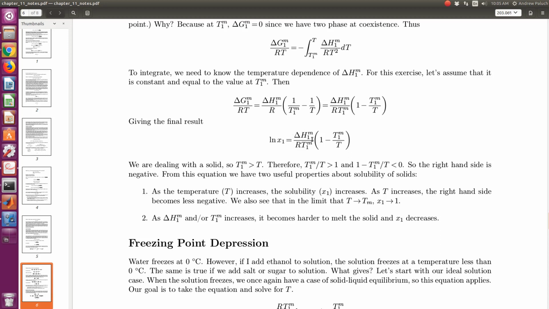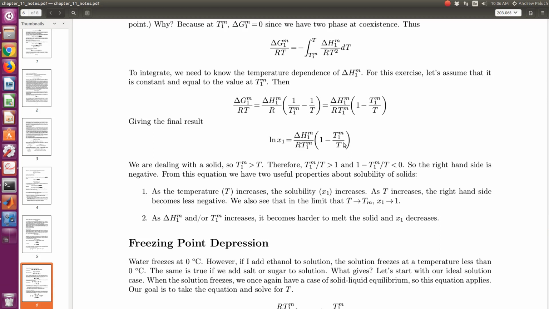So this one I'm going to have to work through, right? So 1 minus T1M over T. So when I look at this term, what's important is T1M is going to be greater than T. So when I look at this term, then 1 minus this number is going to be greater than 1. Why? Because the pure component melting point of component 1 is going to be greater than T.